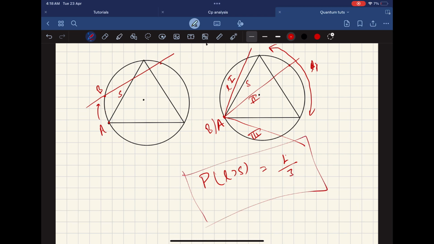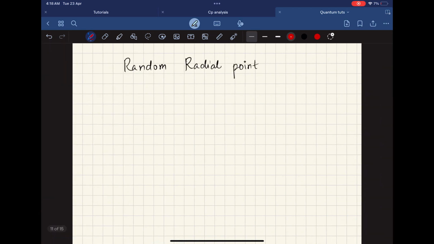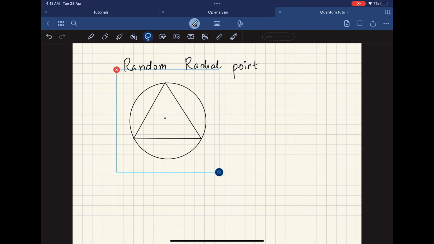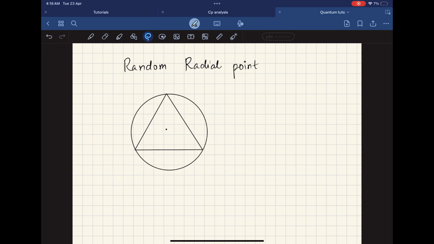Okay, so now let's look at another argument that has been made. This is known as random radial point. What Bertrand said in another solution is that let's look at our center. This is our center of the circle and let's take any random radius of it. Let this be a radius. I can argue that if I rotate my triangle in such a way that this is perpendicular to my triangle, let's make the diagram much more clear.